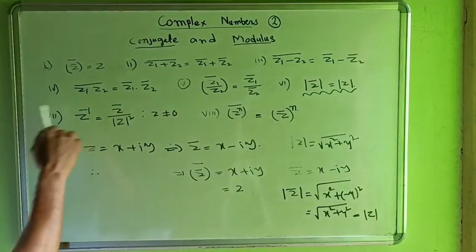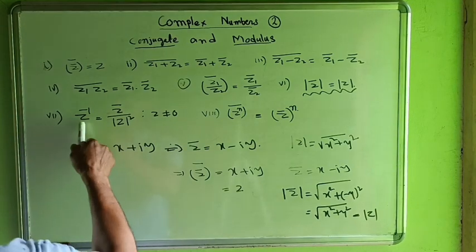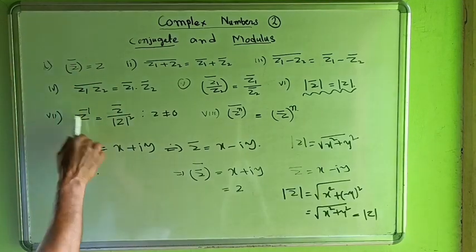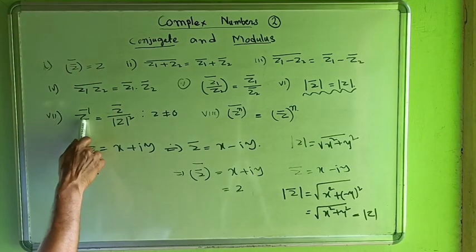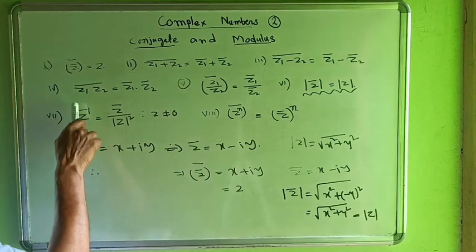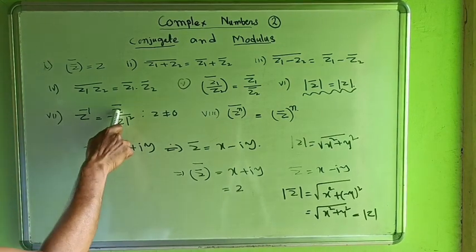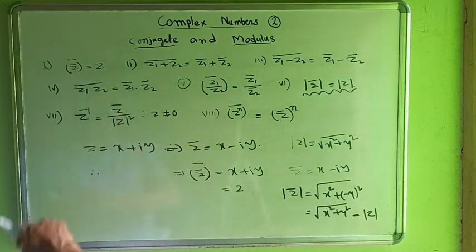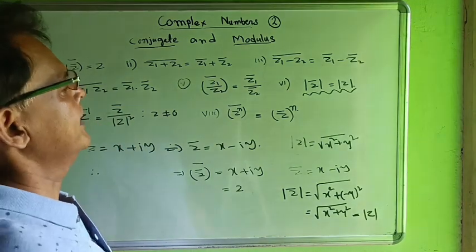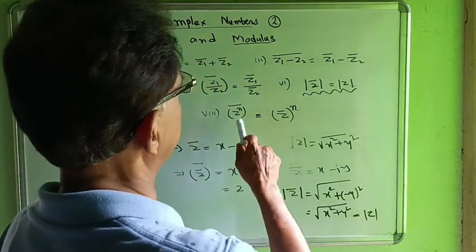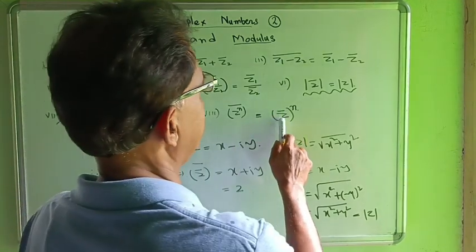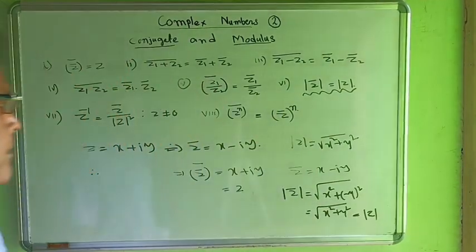Next, the inverse of z, which is written as z to the power minus 1, is known as the multiplicative inverse. That means if z is a complex number, its multiplicative inverse is z bar divided by modulus z whole square, where z is not equal to 0. In this way you can find the multiplicative inverse of z. And similarly, number 8, z to the power n whole bar is equal to z bar whole to the power n. Very important properties.